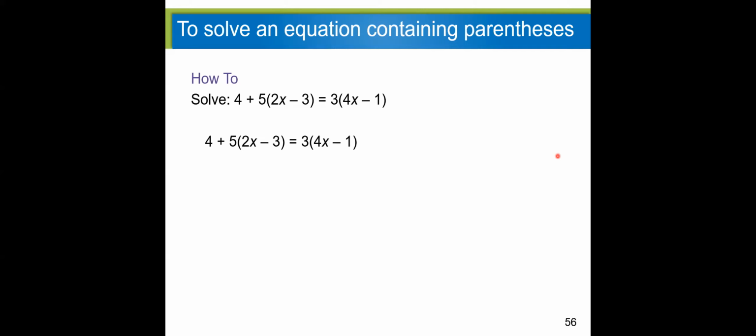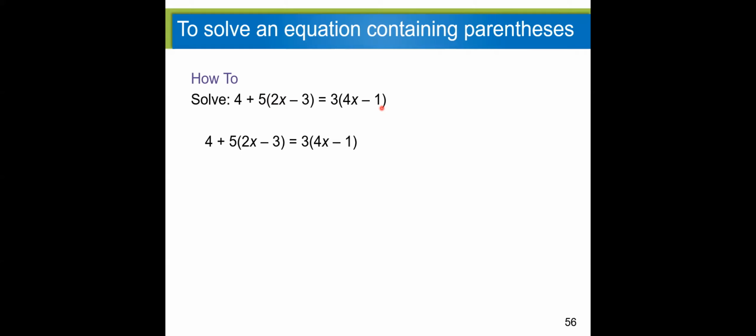So I have this big stunking equation here. 4 plus 5 times the quantity, 2x minus 3, is equal to 3 times the quantity, 4x minus 1. That's a lot going on there. There's parentheses, multiplication, addition, subtraction, sweet Lord. What do we do about this?